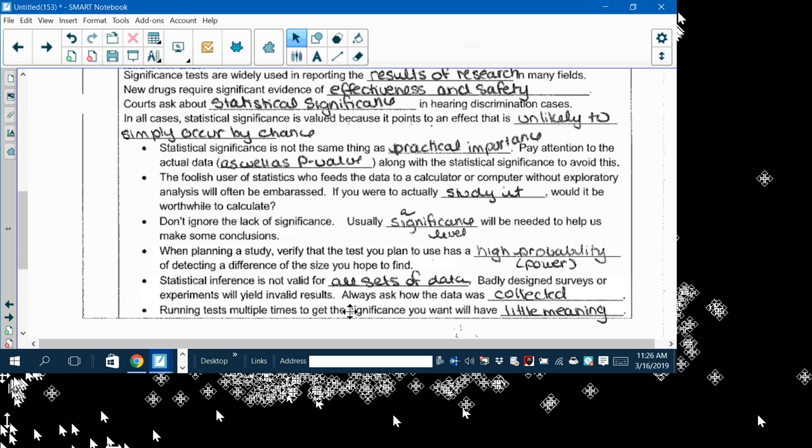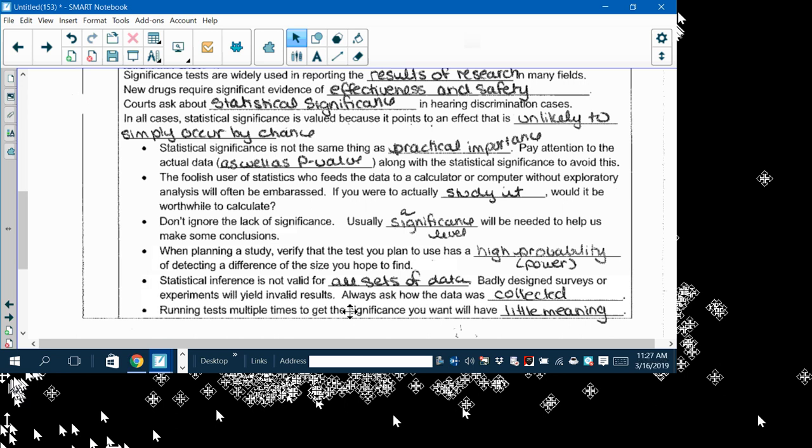It's not valid for all sets of data. Badly designed surveys or experiments often produce invalid results. Okay, formal statistical inference can't correct flaws in the design of the study. Each test is valid only in certain circumstances, with properly produced data being very important.